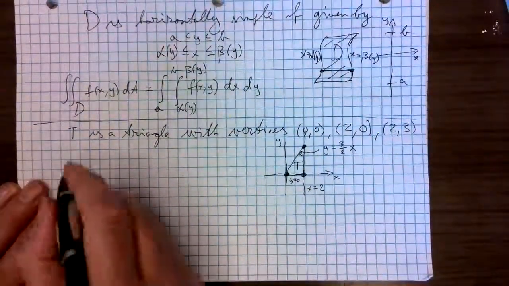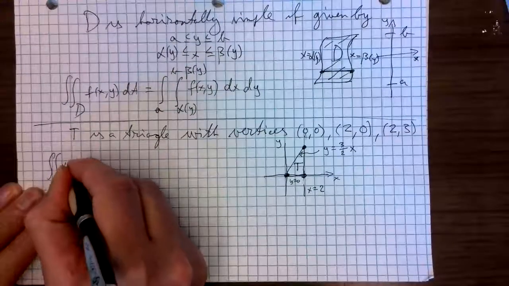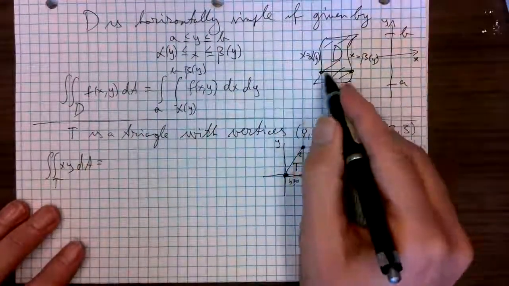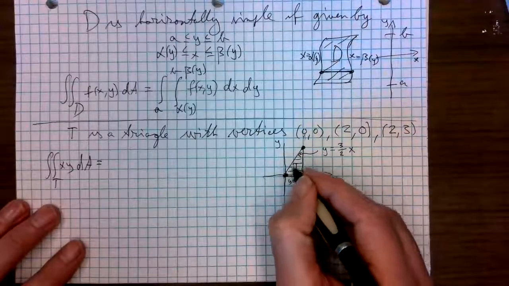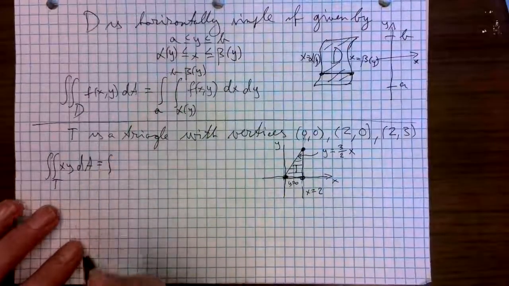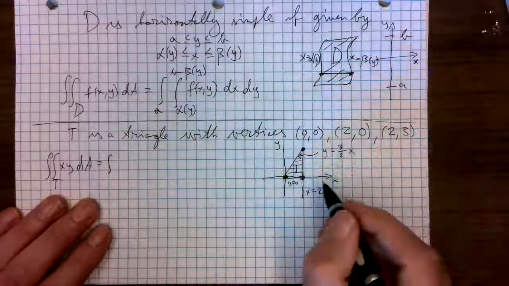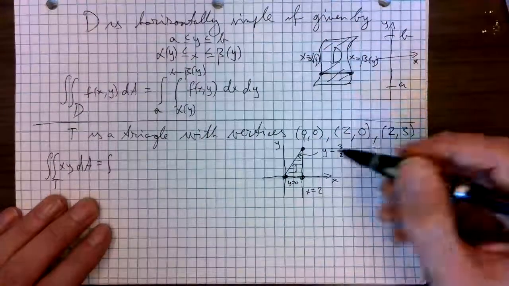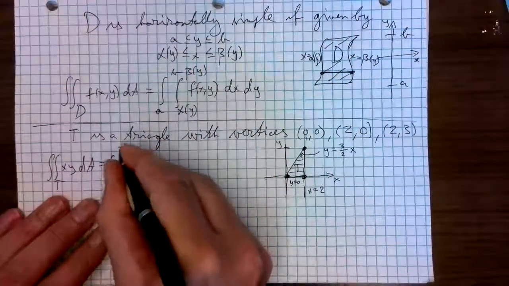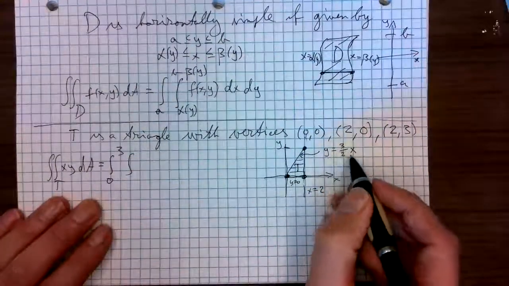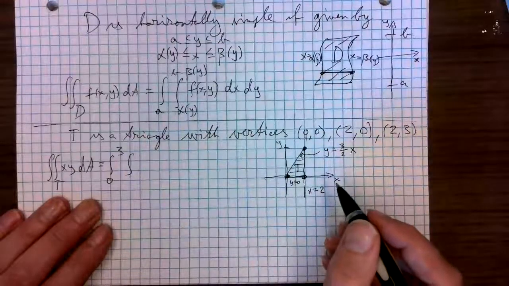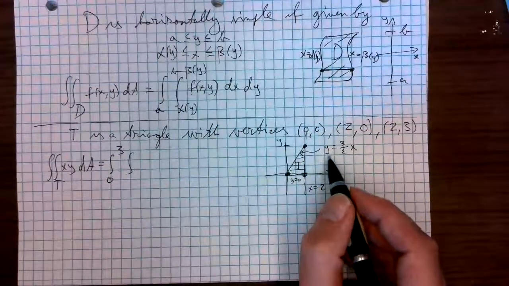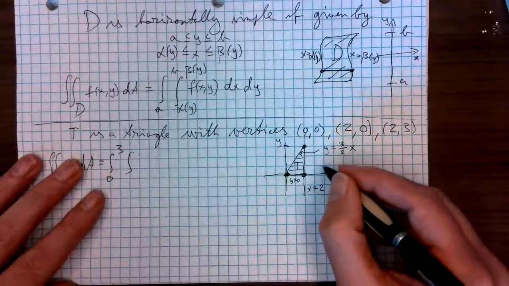And let's integrate. Let's integrate xy on T, so let's do it horizontally, simply. If we do it horizontally, then we have to figure out where y goes. So y goes between 0 and 3, right? This is at 3, so 0 to 3. X goes between this line and this line.